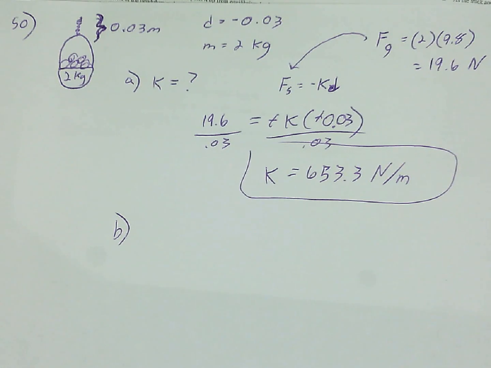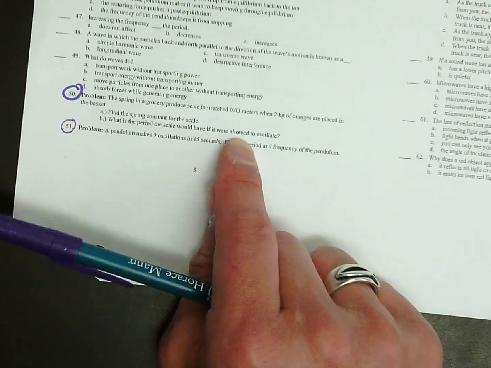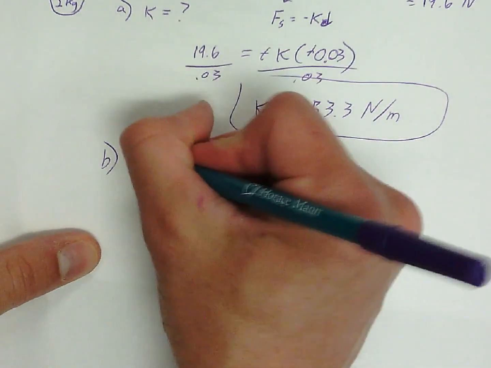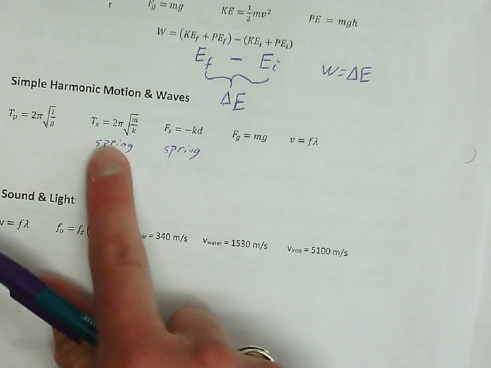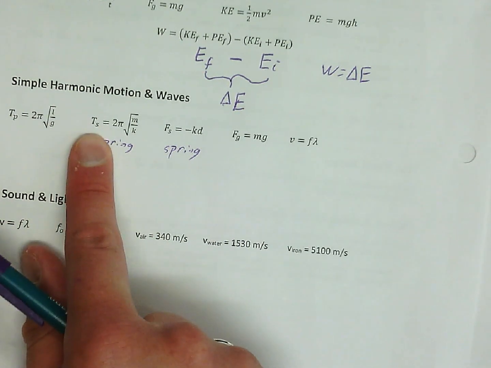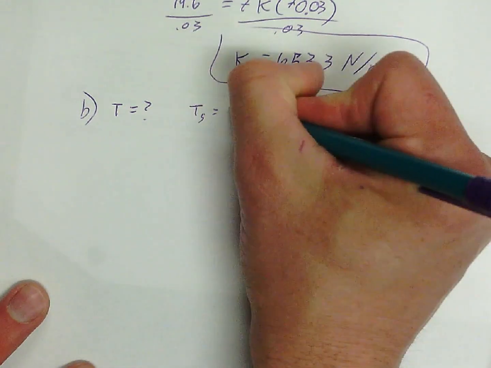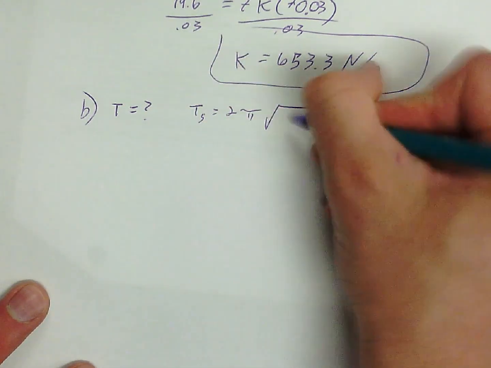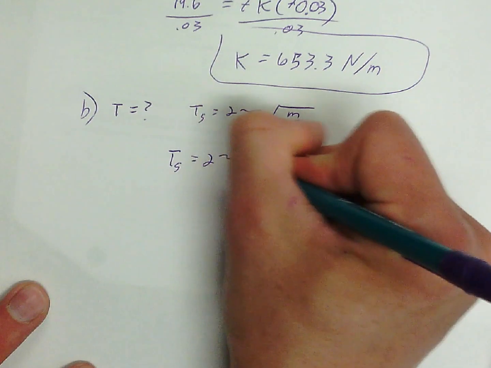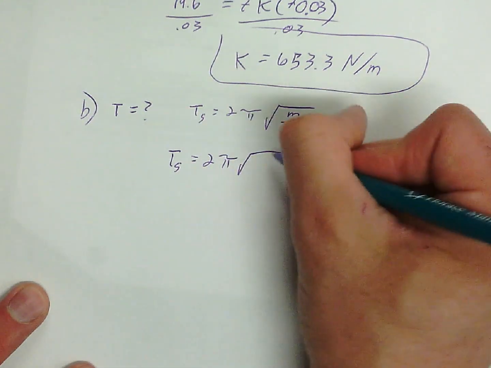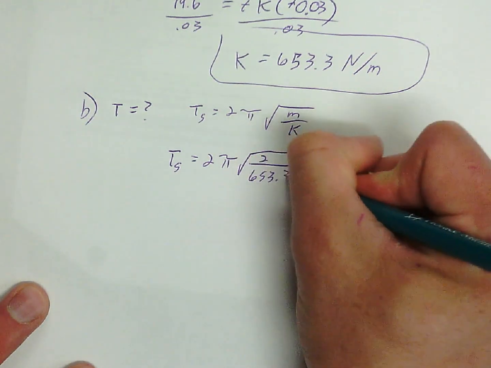Okay, so now I need to find the oscillation, it says. So now figure out the period if it were allowed to oscillate. So period is capital T. If I look at my equation sheet, there's only one equation that deals with period and springs, this one. So that's got to be my equation. Period for the spring equals 2 pi square root of m over k. So period equals 2 pi square root of 2 over 653.3.